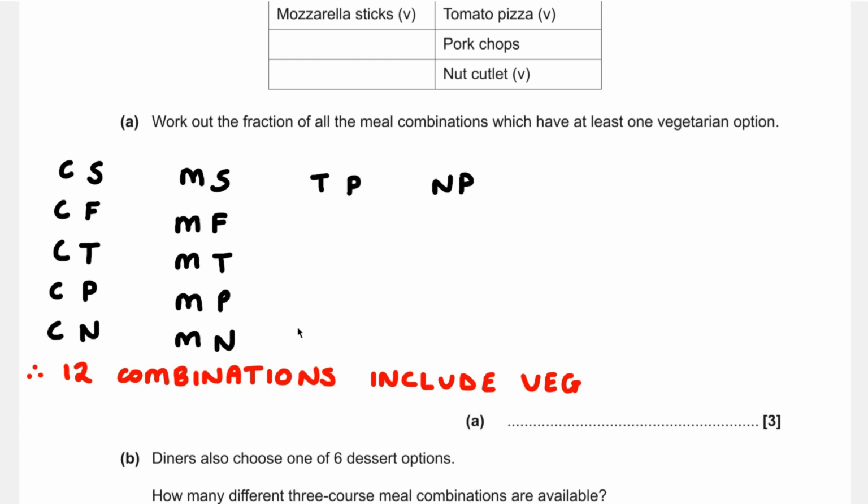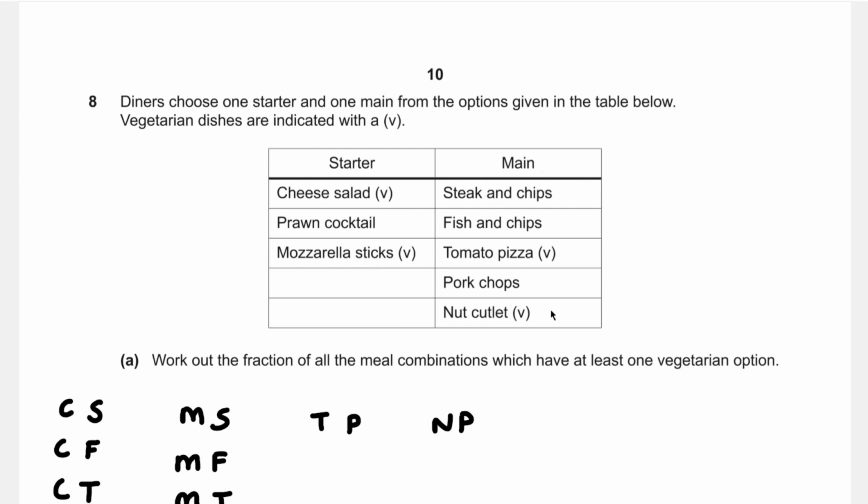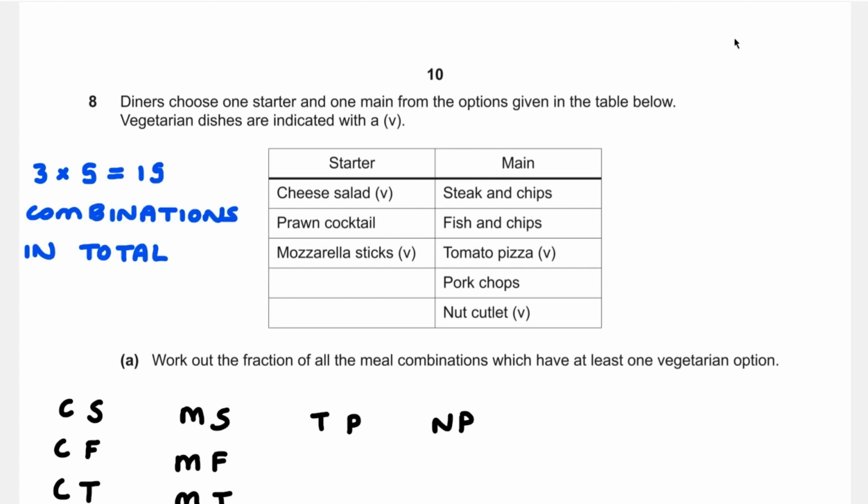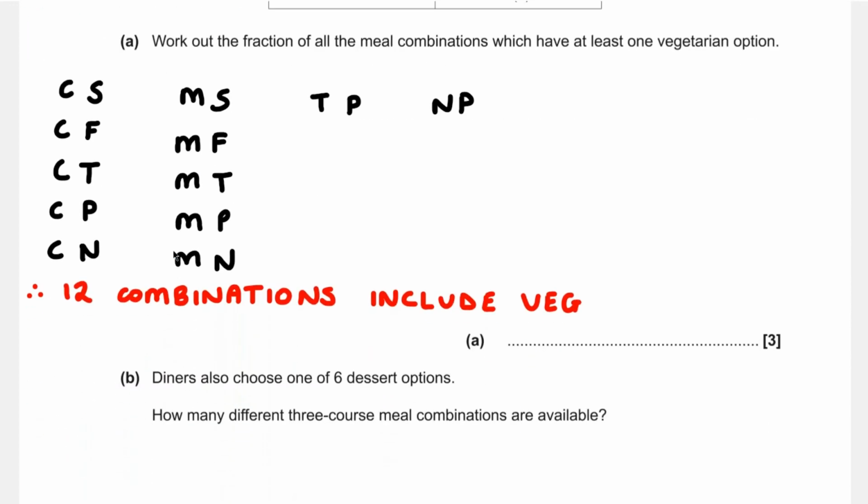How many combinations do we have in total? Well, we've got 3 starters and 5 mains, so 3 times 5 equals 15, so we have 15 combinations in total. So for our fraction, we have the 12 out of the 15, which is equal to 4/5.